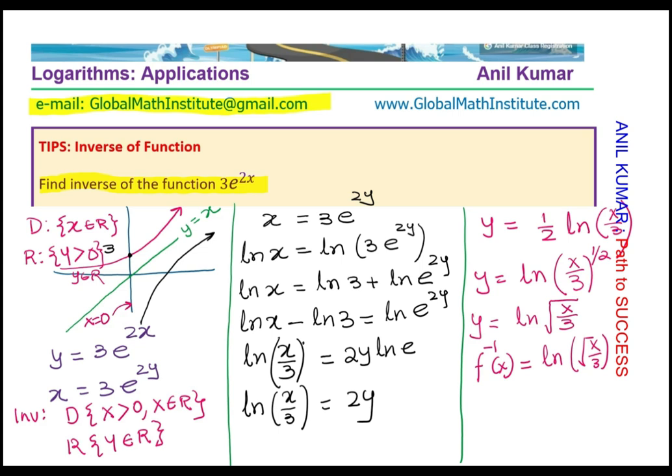Perfect. So that is how we actually get the inverse of the function. And as you can see here, the domain of this inverse function is that x has to be greater than 0 and the range will be y is all real numbers. So we get this inverse function equation right there. I hope the steps are absolutely clear.